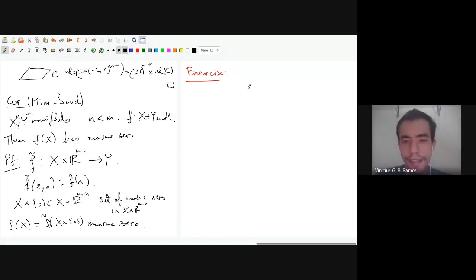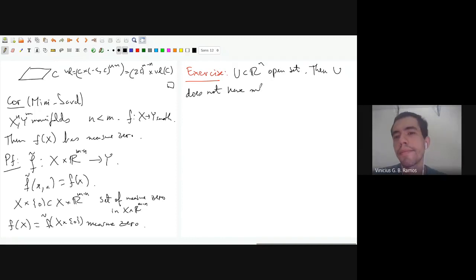So the exercise is that if you have an open set U in R^n, then U does not have measure 0. In particular, or maybe let me just write hint. The hint is the following.